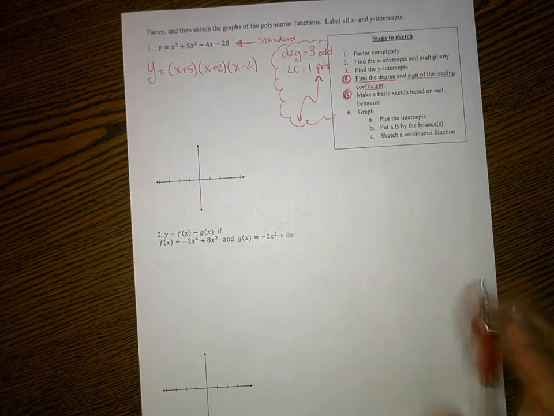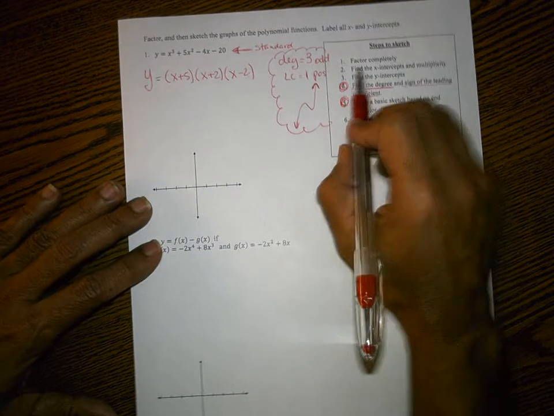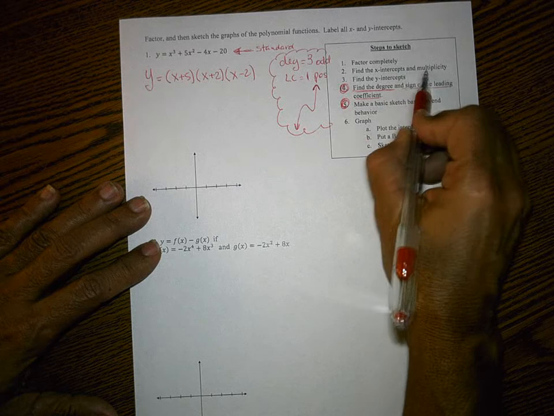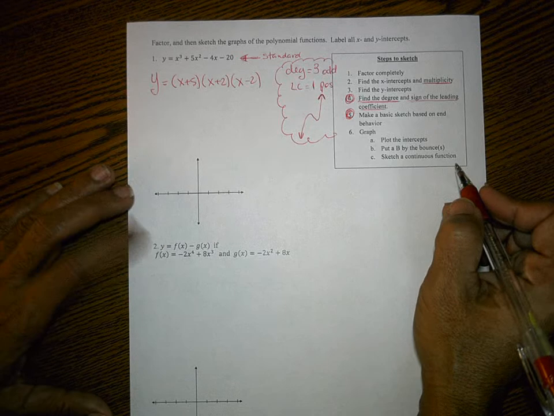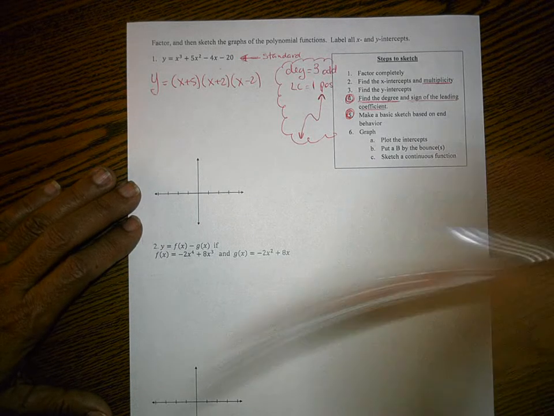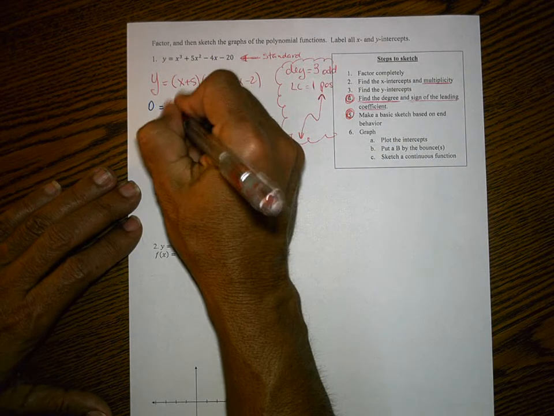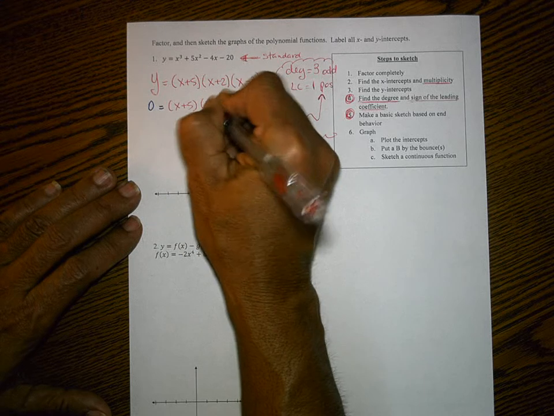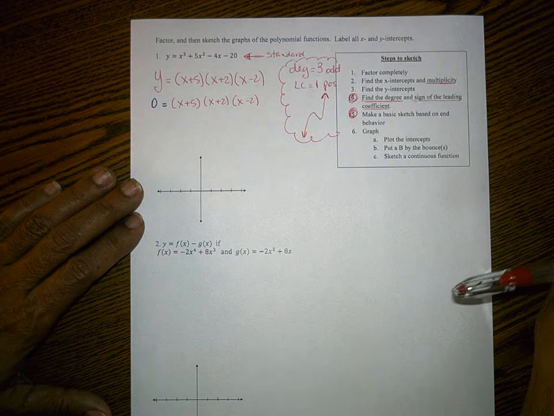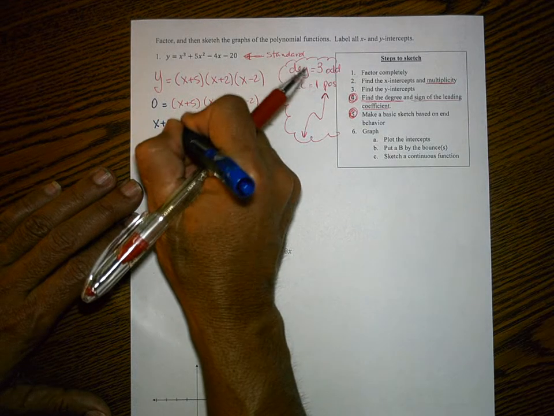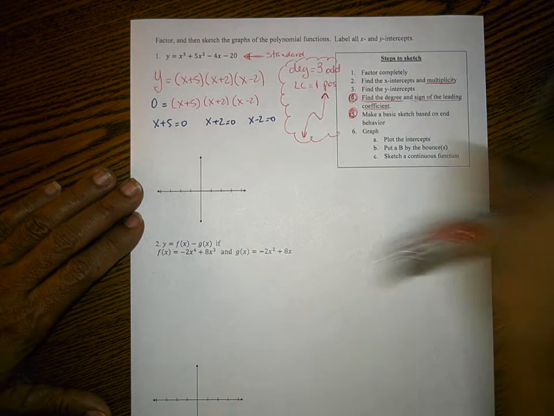We know what shape we're going to be drawing, sketching. So let's find the x-intercepts and the multiplicity, because the multiplicity is going to tell us if it's bouncing or crossing. So we're going to set the y to be 0, okay? That's 0 equals, and then we're going to have our factors, x plus 5, x plus 2, and x minus 2. Let's set each of the factors equal to 0, okay? So I'm going to set x plus 5 equals 0, x plus 2 equals 0, x minus 2 equals 0. And then we solve it, okay?